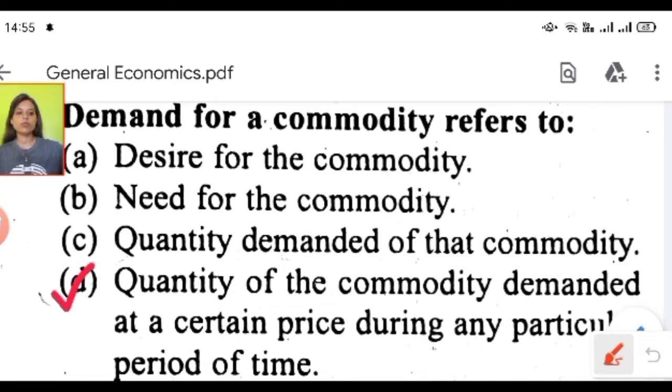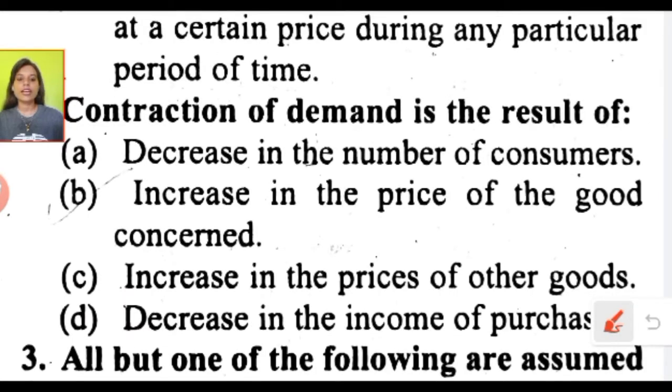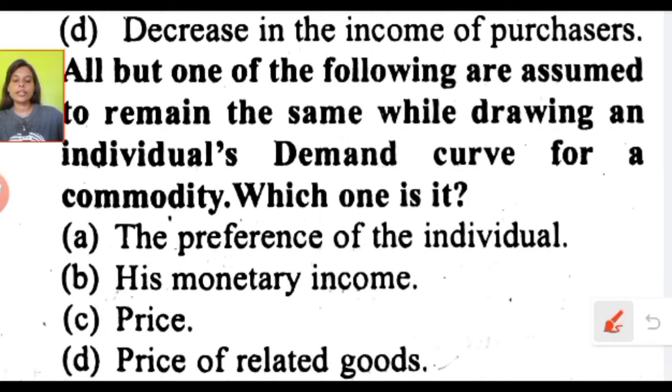All right. The second question says, contraction of demand is the result of what? Basically, here contraction of demand is the result of an increase in the price of the good which is concerned. So we would be choosing number B as the correct option. All right, moving over to the next question.